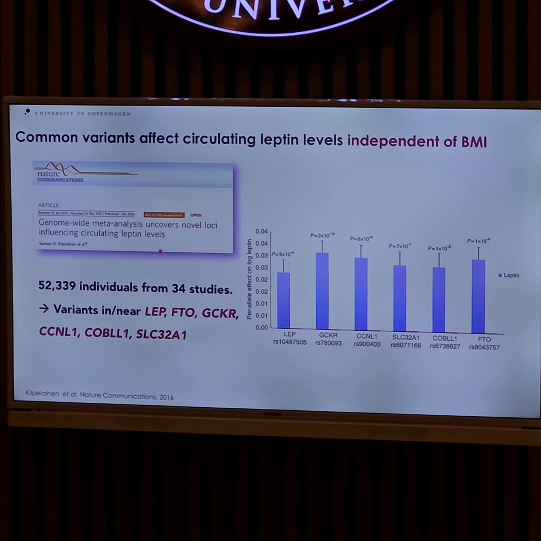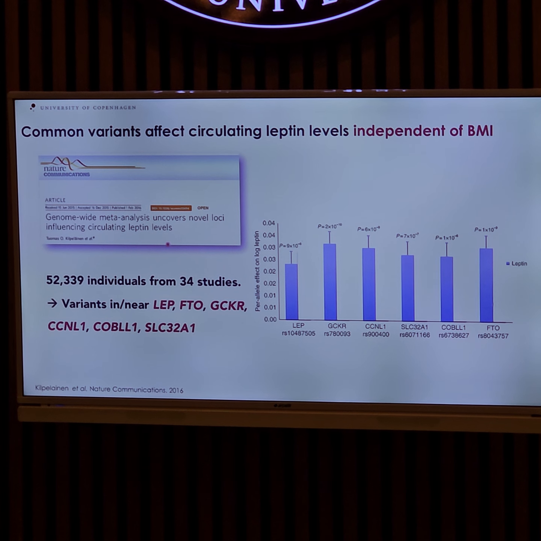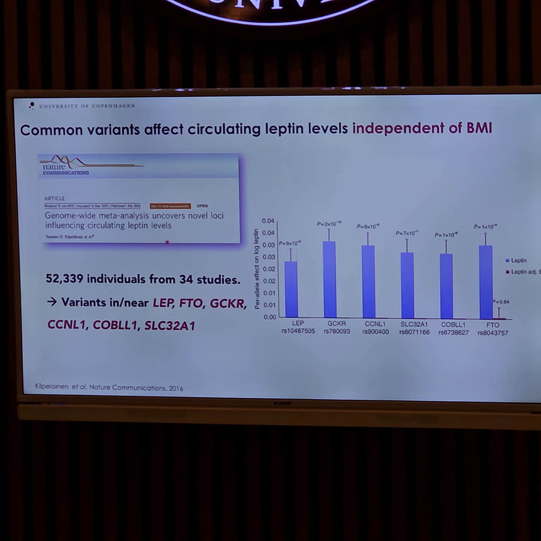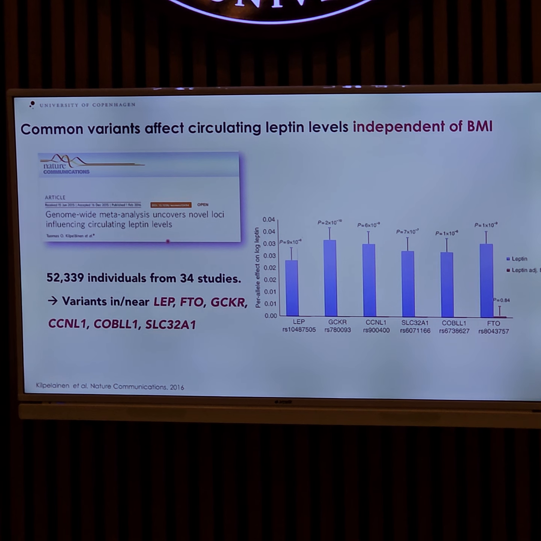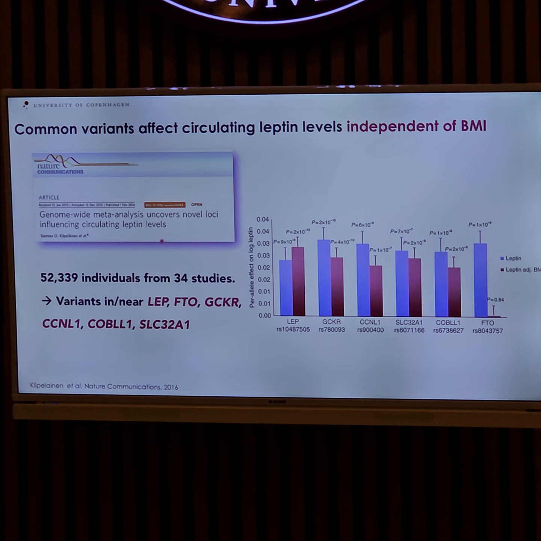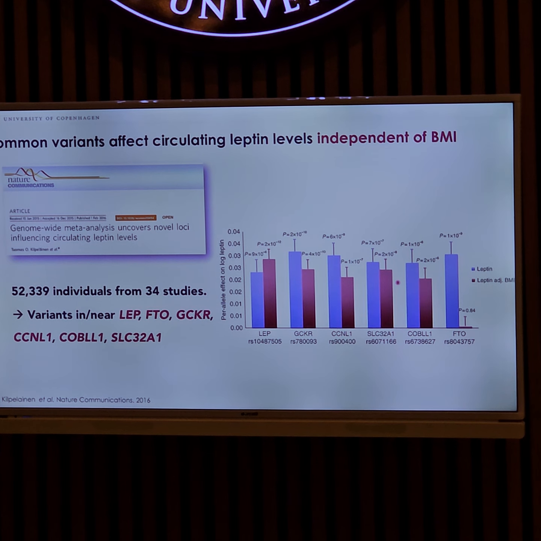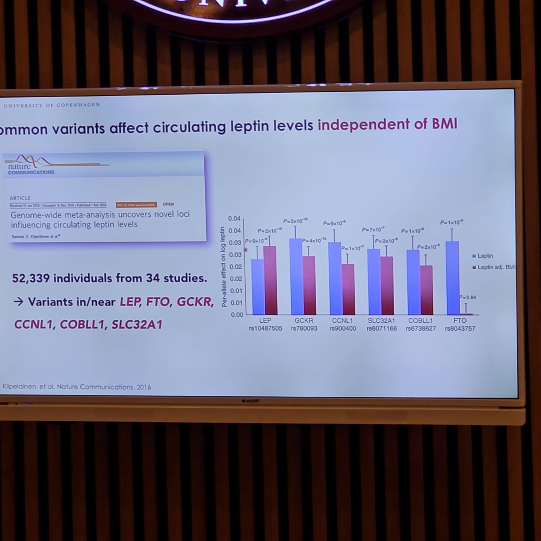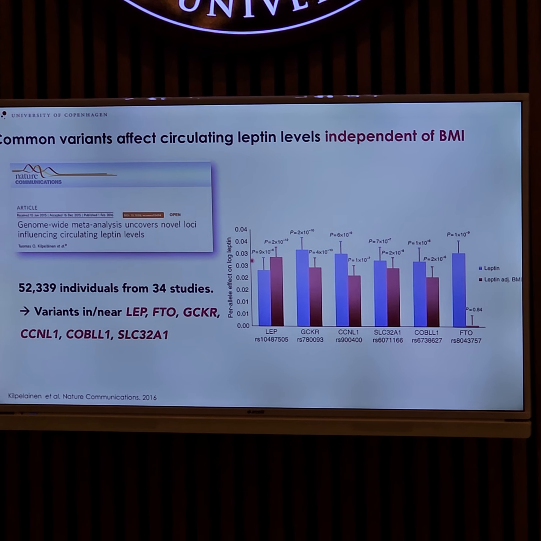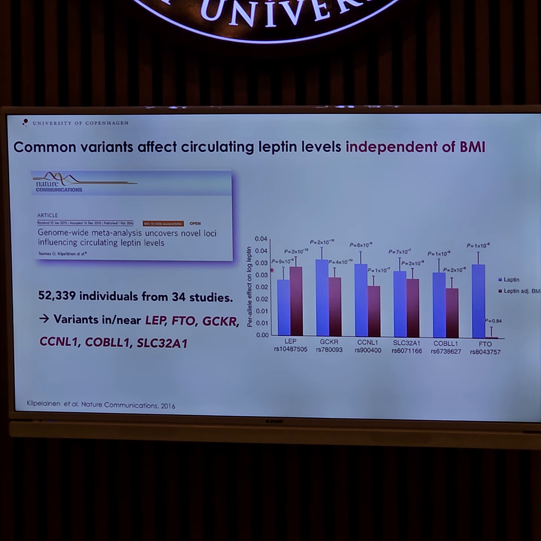So if you now do an analysis where you imagine everyone has the same BMI, is FTO still associated with leptin? And actually you see that it disappears. So clearly FTO is associated indirectly with leptin because it's associated with BMI. But if you do the same analysis for these other variants, the association with leptin does not disappear. It's attenuated a little bit for 4 of these loci, and in fact it gets a little stronger for the other variant. So this shows that these variants really affect circulating leptin levels independent of the association with BMI.